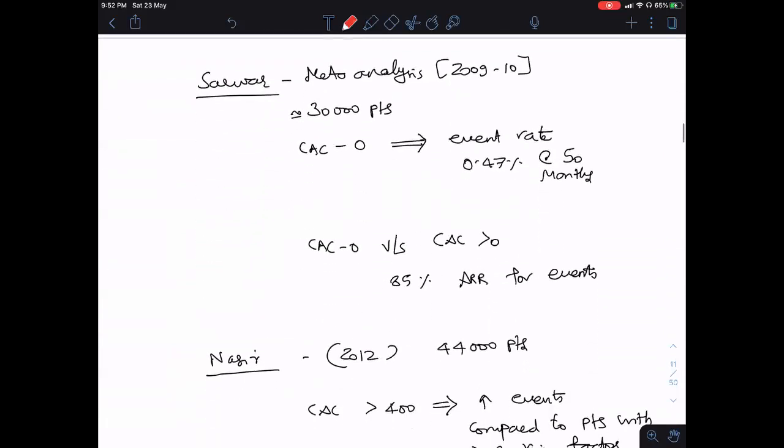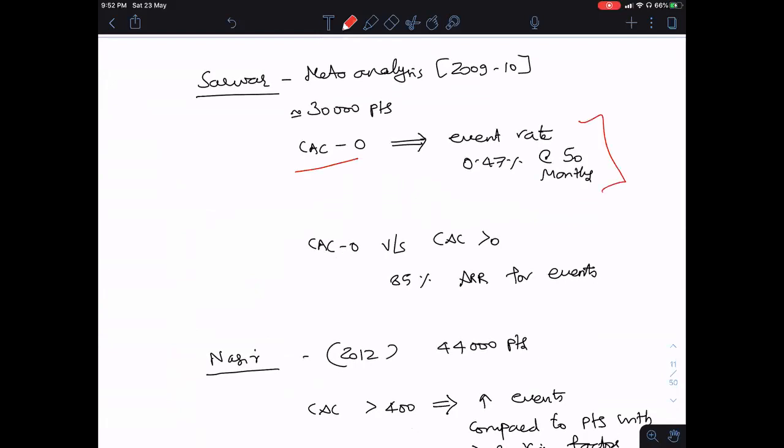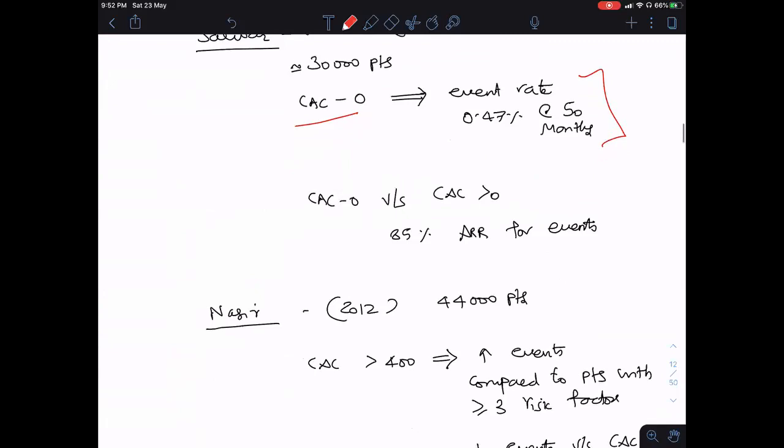So a lot of meta-analyses have been done, which proved that coronary artery calcium of zero actually predicted an event rate of just 0.47% at 50 months. And if your coronary artery calcium was more than zero, in comparison to when it was zero, it gave an 85% absolute risk reduction for future events when it was zero.